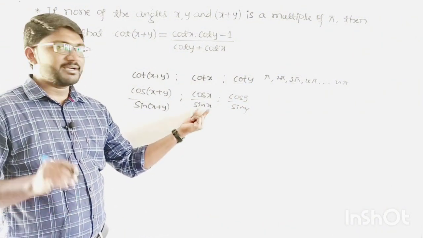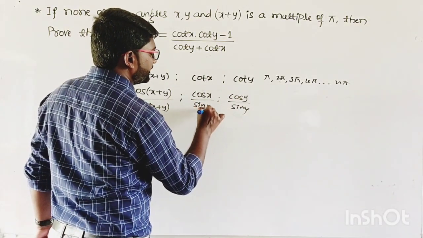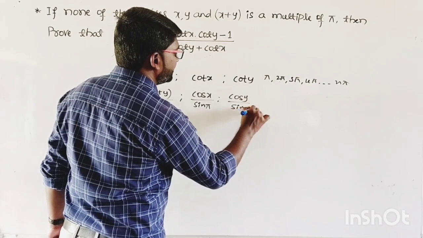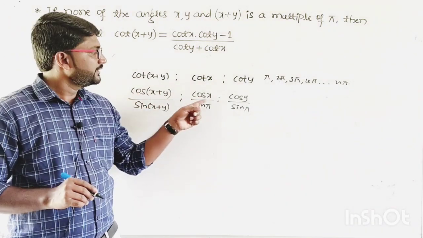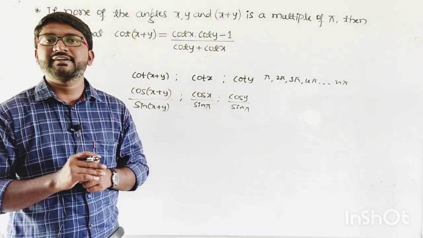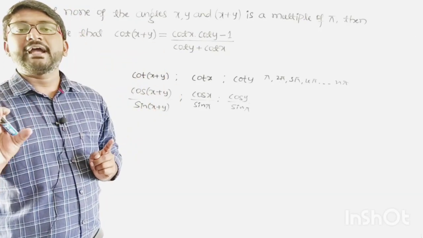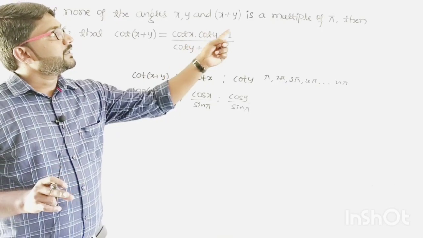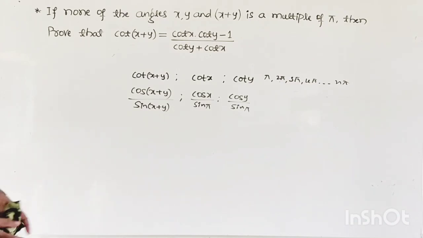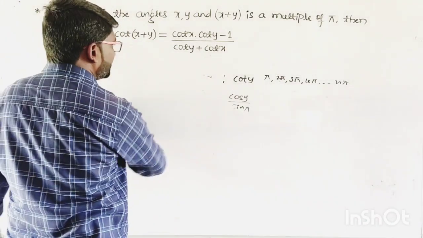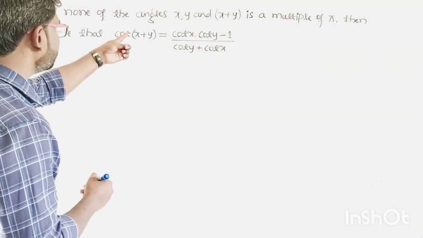So these are the multiples of pi. The denominator becomes 0 for multiples of pi. In case I write pi here, what happens now? Sin pi or sin 180 is 0. If the denominator becomes 0, the function is not defined. That is why he has clearly given that x, y and x plus y must not be multiples of pi. So we have to leave those angles and consider the remaining angles. Let us prove this now: cot of x plus y. I will take this as LHS.